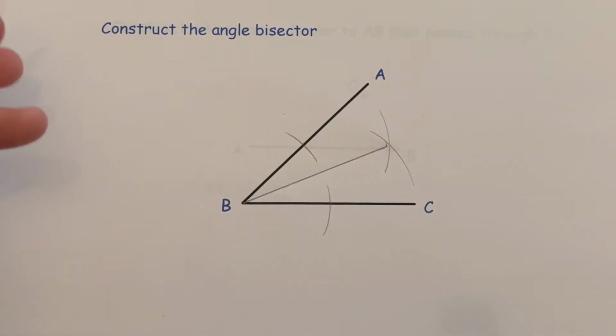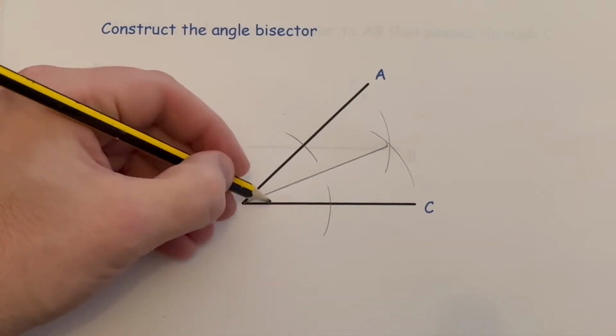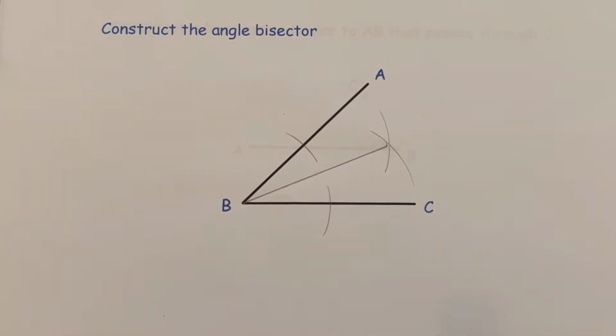And now we have bisected that angle. So if, for instance, that angle was 40 degrees, that part would be 20 degrees, and that part would be 20 degrees. So we've constructed the angle bisector.